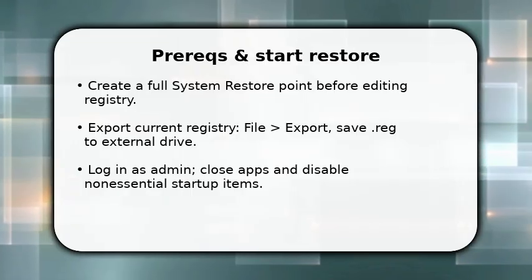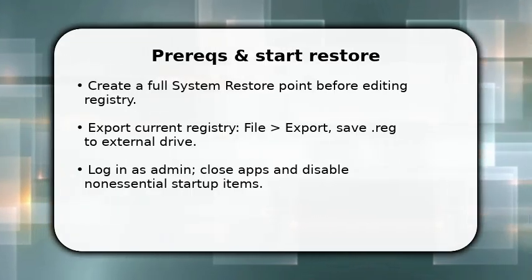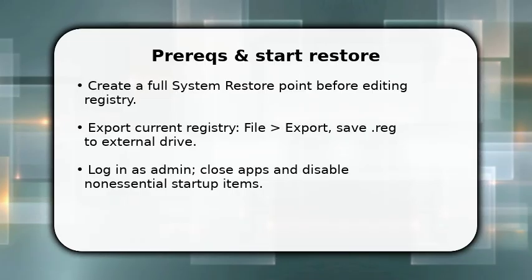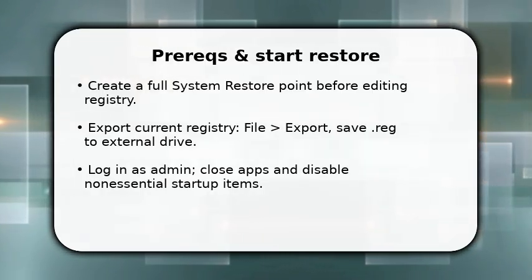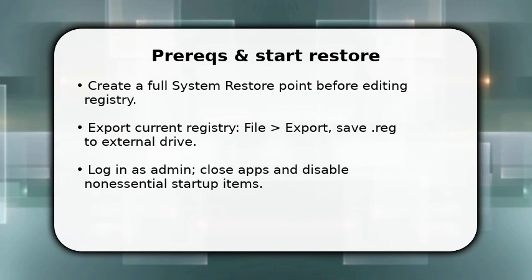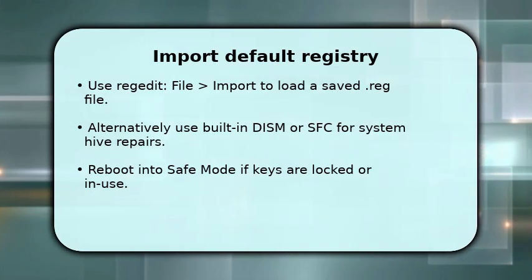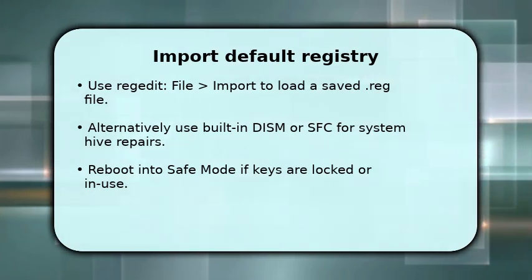Changes affect system settings. Once done, identify which hive or key you need to restore and keep Regedit open for the next step. You will import defaults now. In Registry Editor, choose File Import and select the .reg file containing default settings, then confirm.